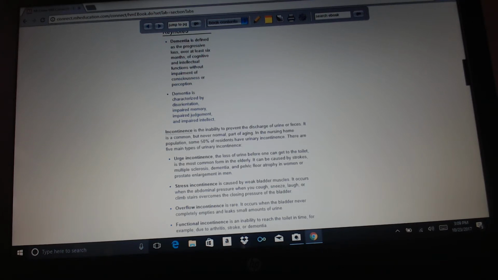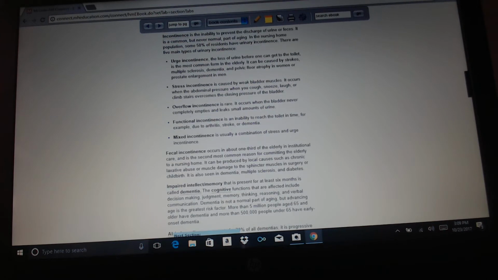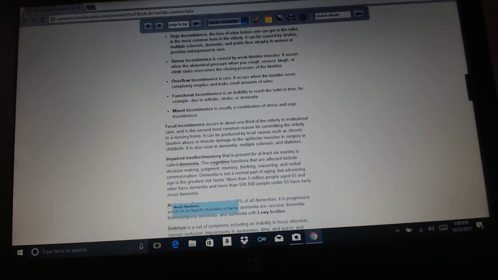In the nursing home population, some 50% of residents have urinary incontinence. There are 5 main types of urinary incontinence. Urge incontinence, the loss of urine before one can get to the toilet, is the most common form in the elderly. It can be caused by strokes, multiple sclerosis, dementia, and pelvic floor atrophy in women or prostate enlargement in men. Stress incontinence is caused by weak bladder muscles.